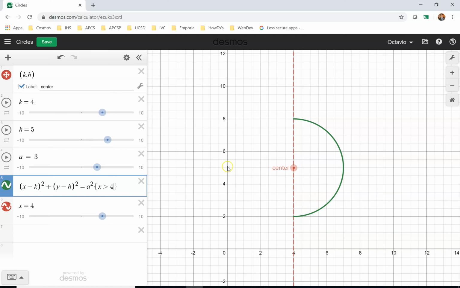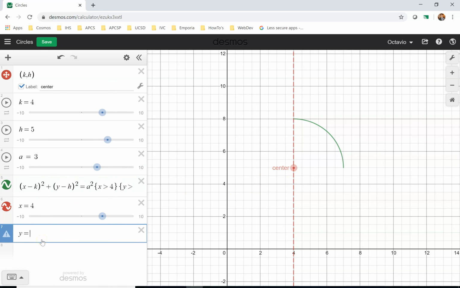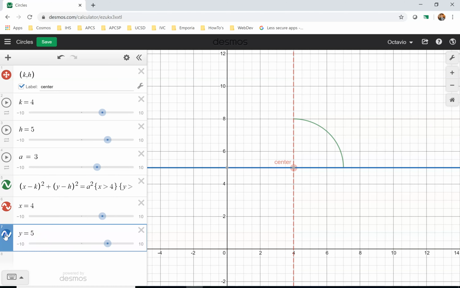Well, the center right here goes through 5, and so right here in the same space, I can restrict the range and say that I want my circle for values of x bigger than 4 and values of y greater than 5, since you want the top half. Where y equals 5, and let me put it here, is that line right there. It's pretty cool, right?